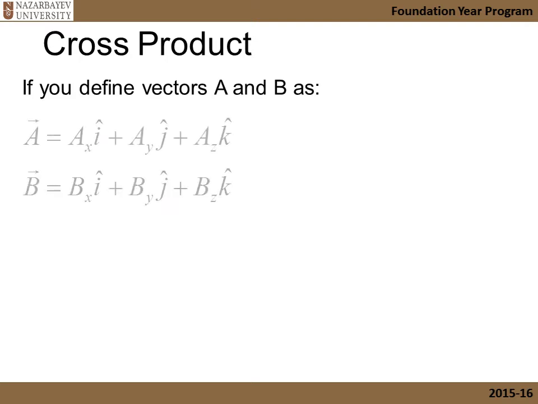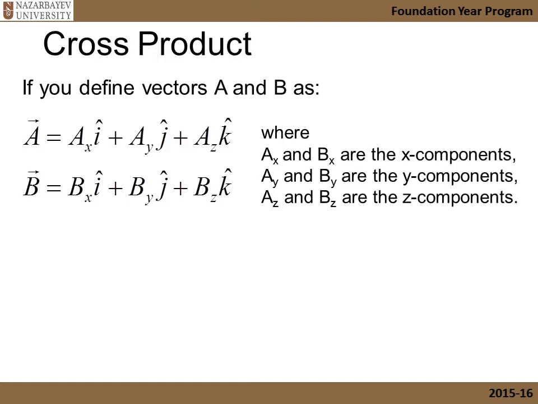Now let's talk about the cross product. If you have two vectors a and b as in the previous slide, and our vectors are expressed as a equals axi plus ayj plus azk, and b equals bxi plus byj plus bzk, where ax and bx are the x components, ay and by are the y components, az and bz are the z components.